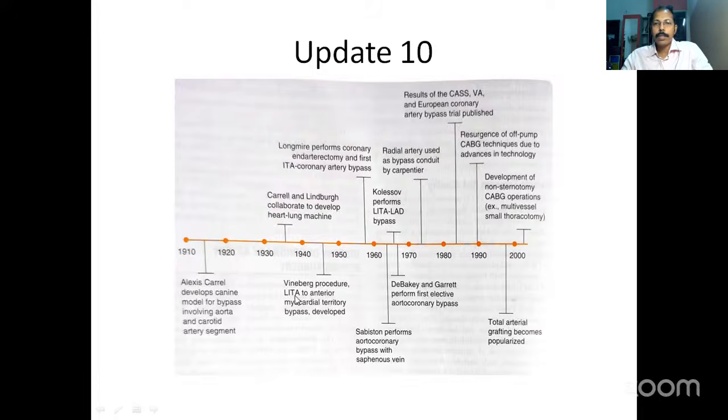LITA is also called LIMA. LIMA is left internal mammary artery and LITA is left internal thoracic artery. So Weinberg is the one who first designed the anastomosis of LITA to the territory of the LAD. And you should know Kolesov is the person who anastomosed LIMA to the LAD. Okay, you also note the year, it has been clearly given where that was started. And Sabiston was the one who performed the first venous graft anastomosis from the aorta to the concerned coronary artery. So these are all the updates which you should know in this new edition book.